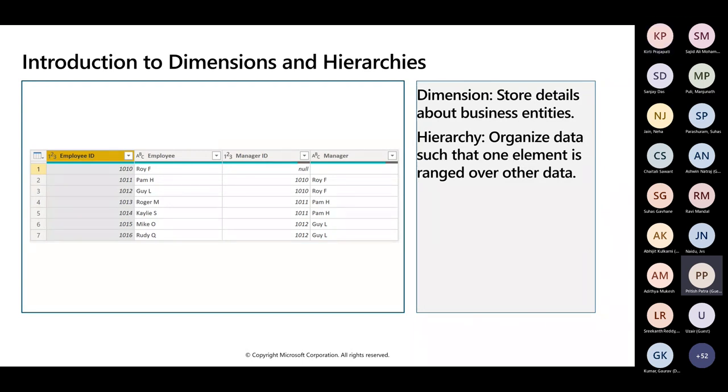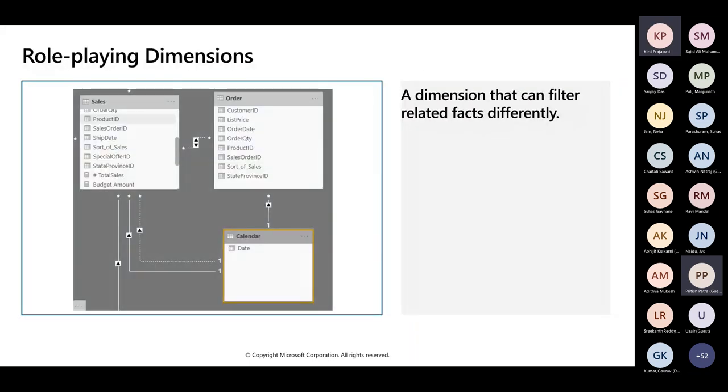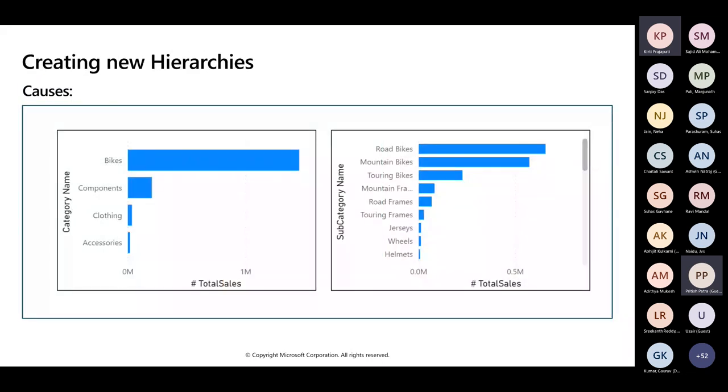Now, the role-playing dimension is a dimension that can filter related facts differently. So if you want to filter different facts, you can use a role-playing dimension. If you want to create a new hierarchy, as I mentioned, we don't have such information in the flat file, but you can consider a situation where you want to create a stacked bar chart of total sales by category and subcategory. Here you can see we have two levels, one for the category and one for the subcategory name. You can accomplish this by creating a hierarchy in the product table, whichever table you are referring to for rendering this chart or connecting as a data source for categories and subcategories. You have to make sure that you are connecting the correct table.